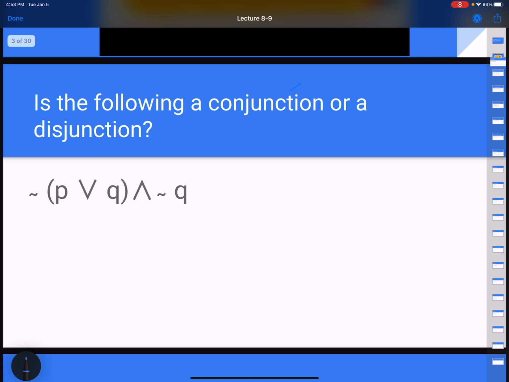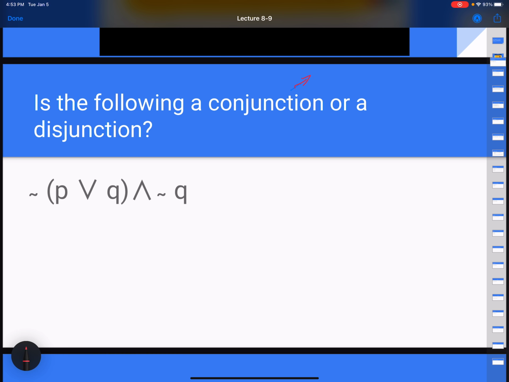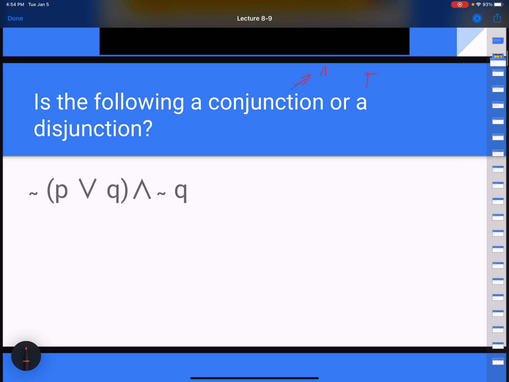So a conjunction is a statement, usually an and statement, a statement that is only true if both pieces are true, or a statement that is only true if we have two trues. And a disjunction, or an or statement, is always true unless we have two falses. It is only false if we have two falses.